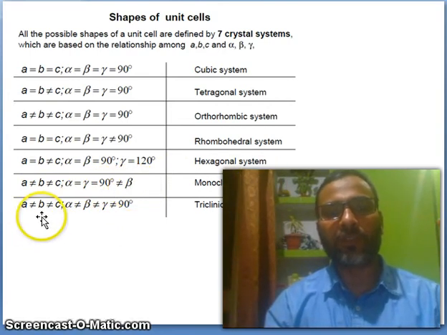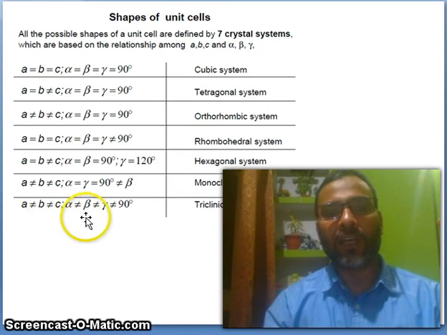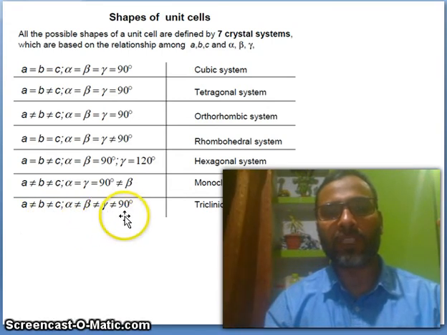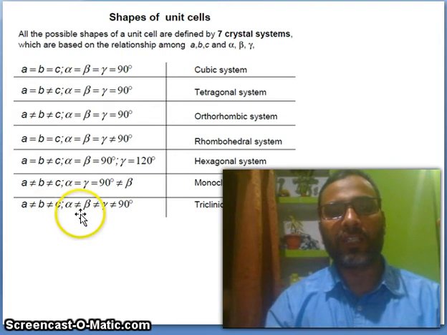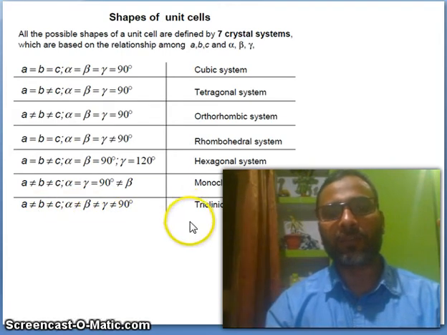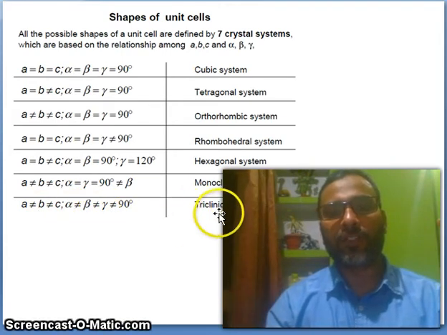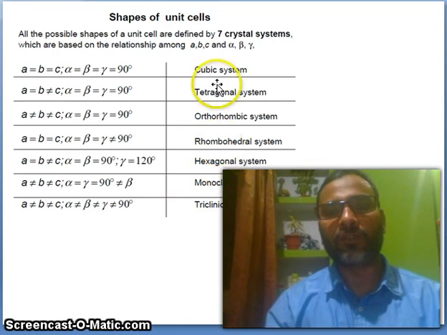a is not equal to b, b is not equal to c, alpha is not equal to beta, beta is not equal to gamma, gamma is not equal to 90 degrees. So all sides and all angles are not equal: triclinic system. So 1, 2, 3, 4, 5, 6, 7 systems.